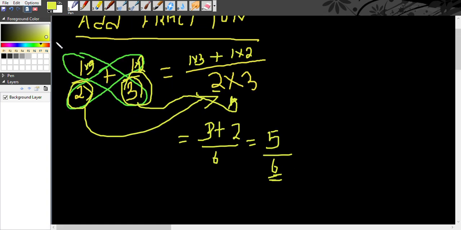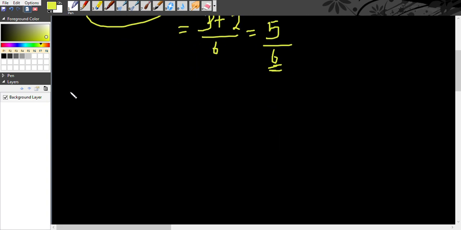So let's say this was example 1. Example 2, let's look at a different fraction. Let's do one more. Okay, let's say 1 over 3 plus 1 over 4.